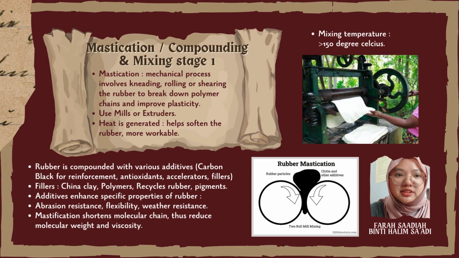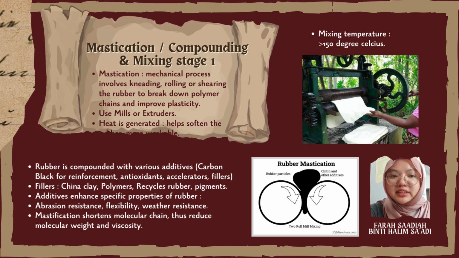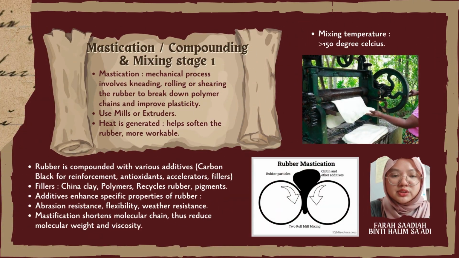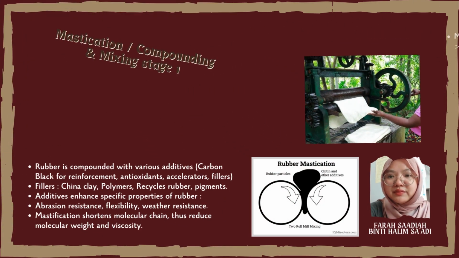Mastication or compounding and mixing, stage 1. Mastication is the mechanical process involving kneading, rolling, or shearing the rubber to break down the polymer chain and improve the plasticity. This process uses mills or extruders. Heat is generated to help soften the rubber to be more workable. The rubber is compounded with various additives such as carbon black for reinforcement, antioxidants, accelerators, and fillers. Filler examples are China clay, polymer, recycled rubber, and pigment. Additives enhance the specific properties of rubber, such as abrasion resistance, flexibility, and wear resistance. So this mastication shortens the molecular chain, thus reducing the molecular weight and viscosity.